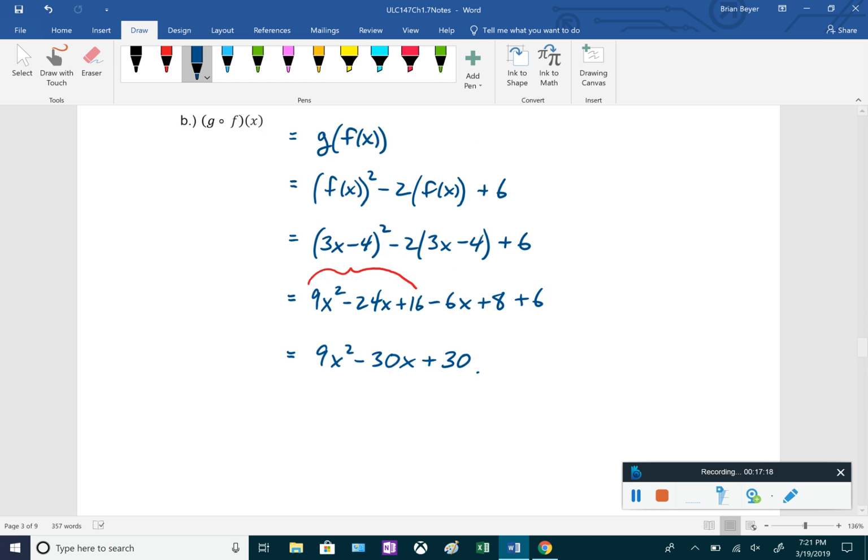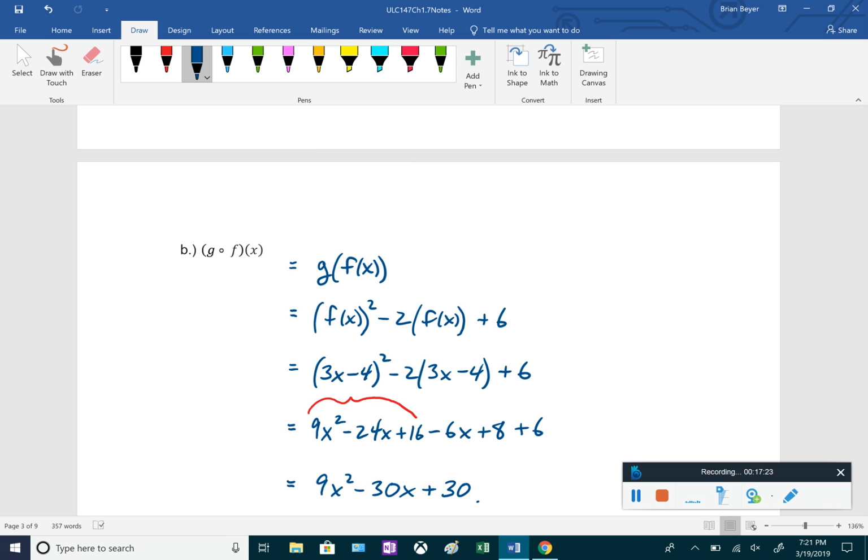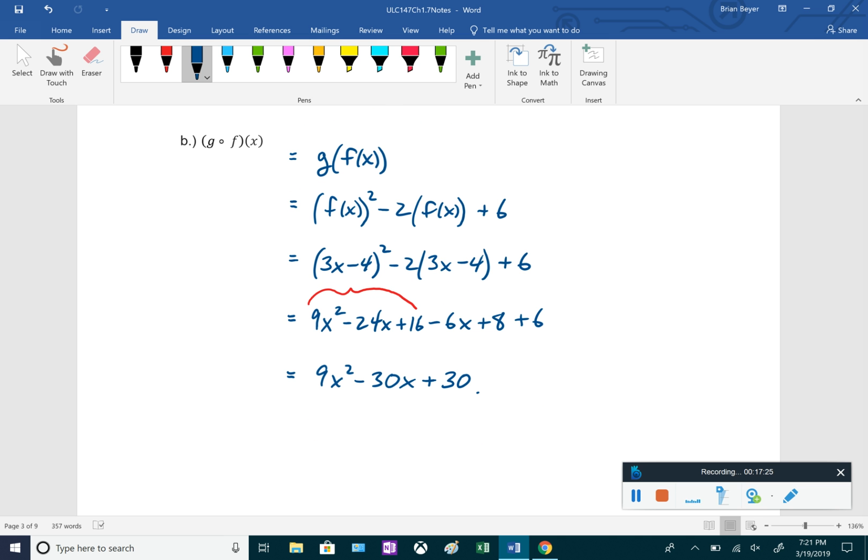Okay, so notice that that is not equal to f of g of x. So here's f of g of x. Here's g of f of x. They are not the same thing.